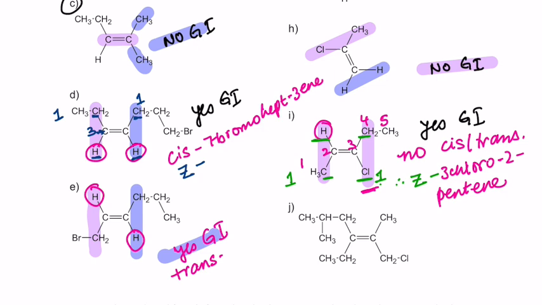So this carbon has two different groups. They are not both methyl groups. And then this carbon also has two different groups. So yes, there would be geometric isomerism. Since there are not hydrogens on both the carbons, then this is no cis-trans. And we would have to use EZ nomenclature. So let's go ahead and figure out the priority.